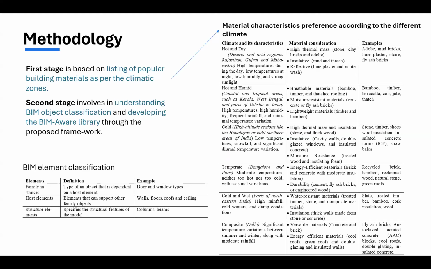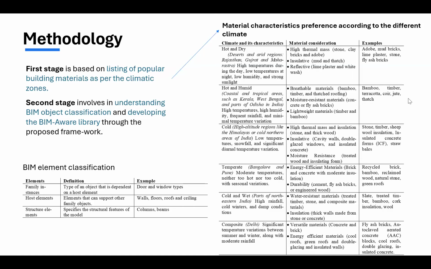Each climatic zone has its own requirements in material considerations. For example, if you're going for a hot and dry climate, it requires high thermal mass, insulative and reflective materials. The materials which we can adopt for those reasons are mud bricks, lime plaster, stone, and fly ash bricks. Similarly, each of the climatic zones has certain characteristics in material considerations, and accordingly the materials are chosen. But in the case of a global library, this is not considered.